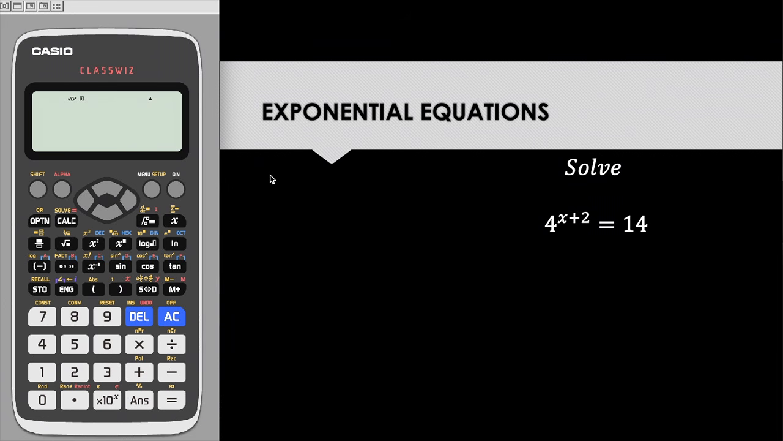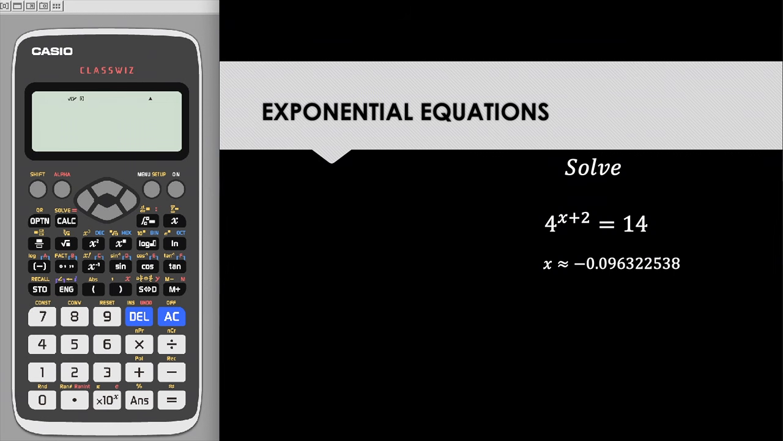Now we've got to solve 4 to the power of x plus 2 equals 14. If you were given this question in an exam, the way you would go about solving this is using logarithms. In your exam you will still have to do that, because you get marks for your workings as well as your answer, but this is a good way to check whether your answer is correct. I worked this out using logarithms and got an answer of approximately minus 0.0963 to 3 significant figures.